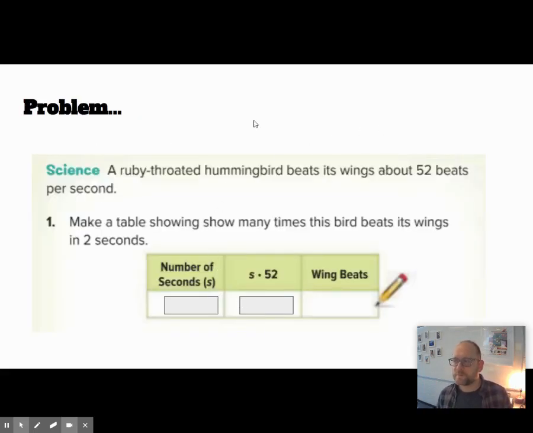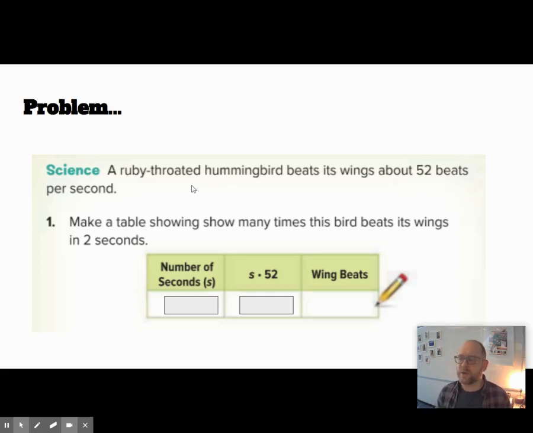Well, we'll use it with this problem. It says a ruby-throated hummingbird beats its wings 52 beats per second. If you haven't seen a video of this, it's pretty cool. Think about it. Each second I could count to 1. Well, there's 1 second, and in that tiny amount of time, this bird will have beat its wings 52 times.